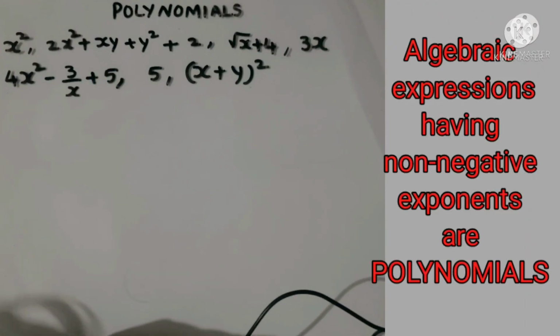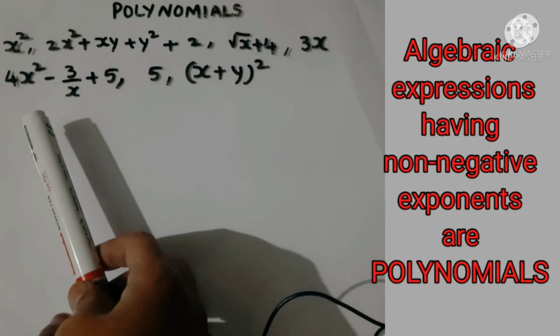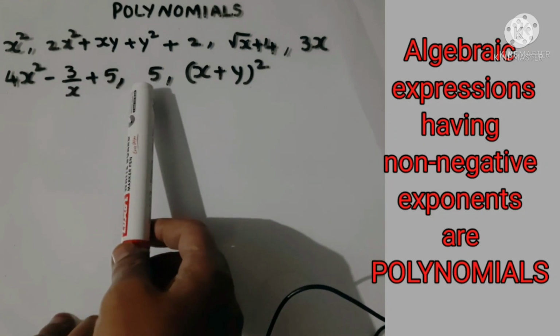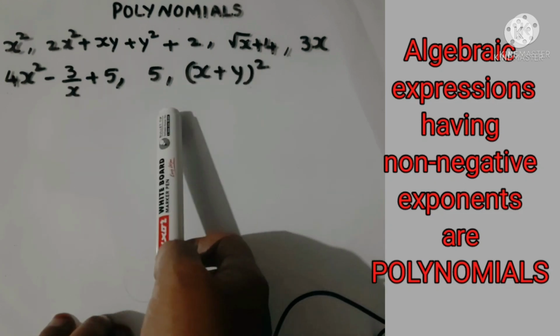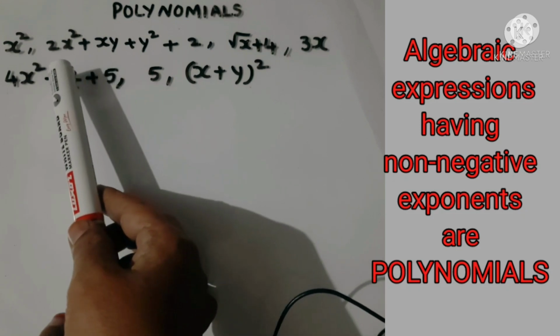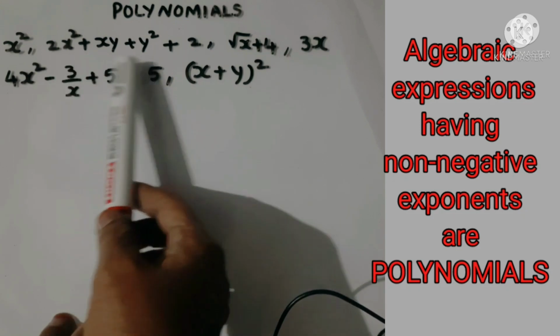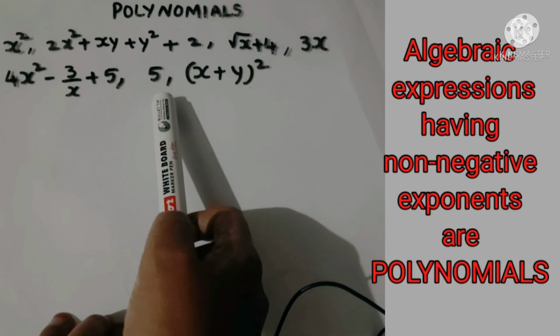Today let us discuss polynomials. Here x square, 2x square plus xy plus y square plus 2, and all these are algebraic expressions. As we know, there are variables, coefficients and constants, and this is called an algebraic expression.